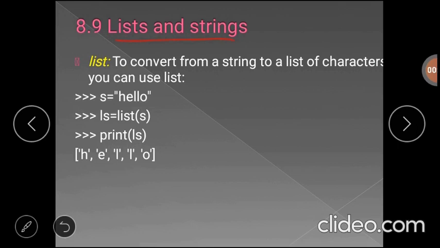Now, to convert a string into a list, we can use one method, list. Here we have a string s equal to hello. The list method will break the string into individual letters and construct a list. It will assign or store that result in another list variable, ls. If you give print of ls, it will display the elements of that list.